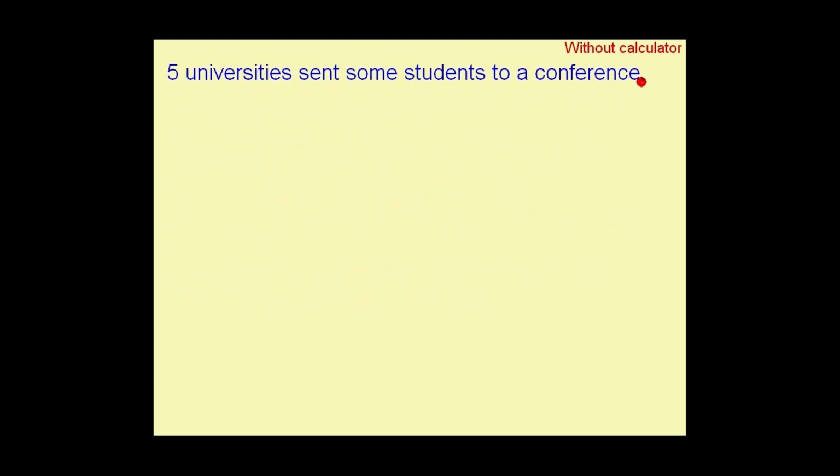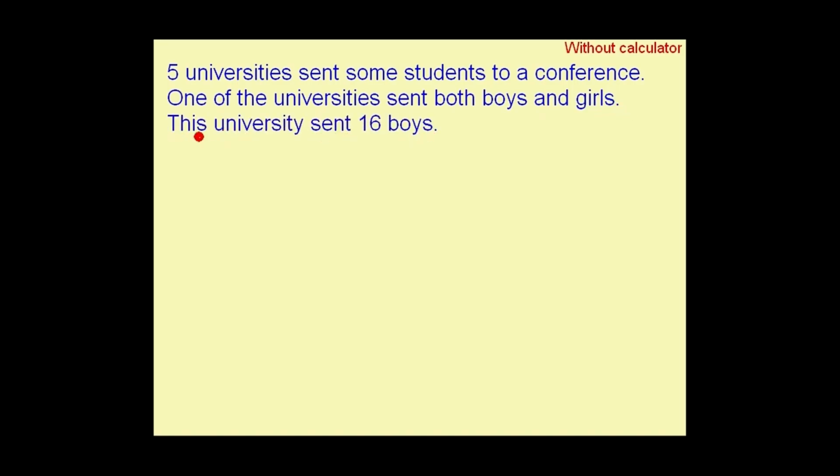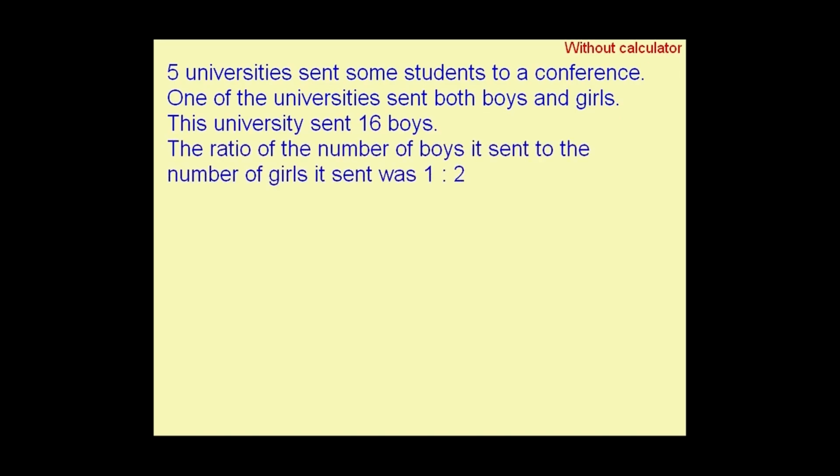This first line just gives me a bit of information, but I can't do any maths with it, so I move on to the next line. Again, no maths in this line, so I move on. Again, just information in this line, but nothing to do with it, so I move on. Aha! This line looks like maths to me. I've got the word ratio here, and I've got a ratio. I'm given 1 to 2, and I know that this is boys and girls.